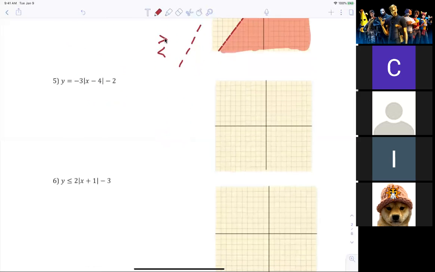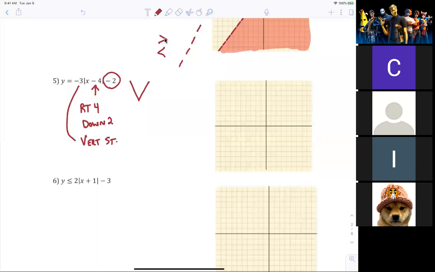All right. Now here, I want everybody to remember the absolute value graphs look like a V. And then we'll talk about the transformations. So inside it's going to be shifted to the right 4. Outside it's going to be down 2. And the number in front, we say, is your vertical stretch by 3. But technically it's by -3. But what I want you to remember about the negative is that it just reflects it over the x-axis.